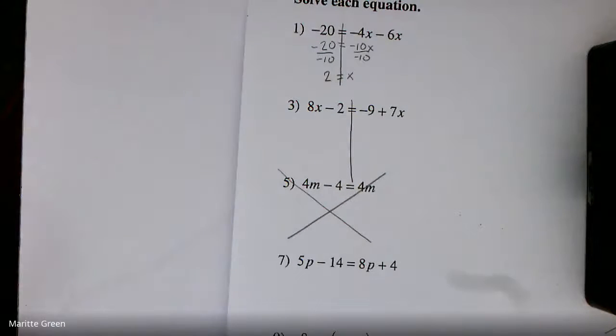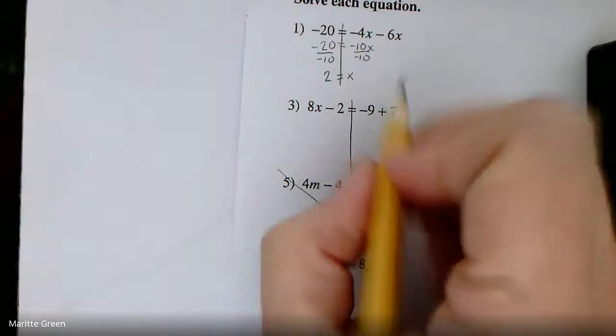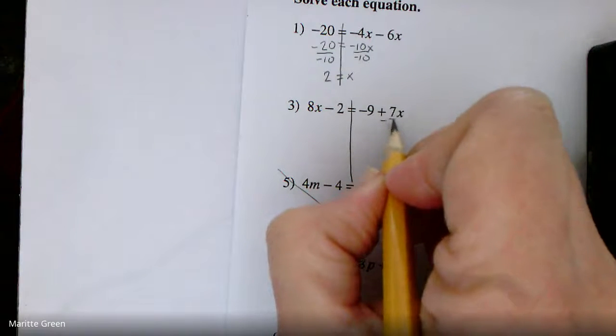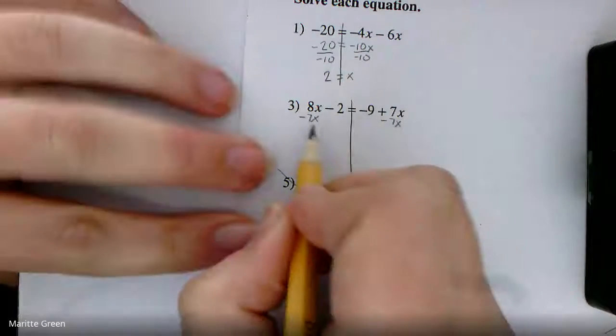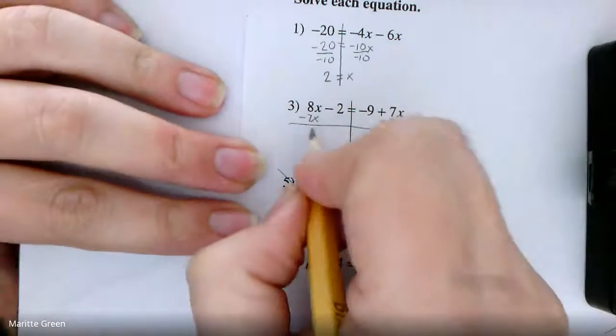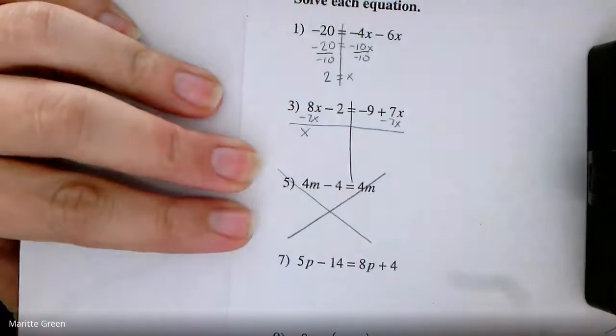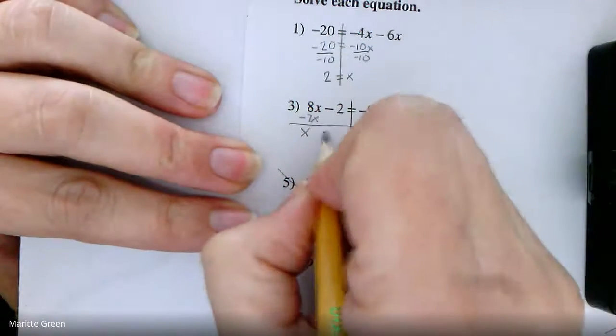Just like those hanging hangers, we're trying to isolate the variable, and we do that by subtracting something from both sides. So we're going to take off 7x's on both sides. We're going to be left with an x over here, so 1x minus 2.